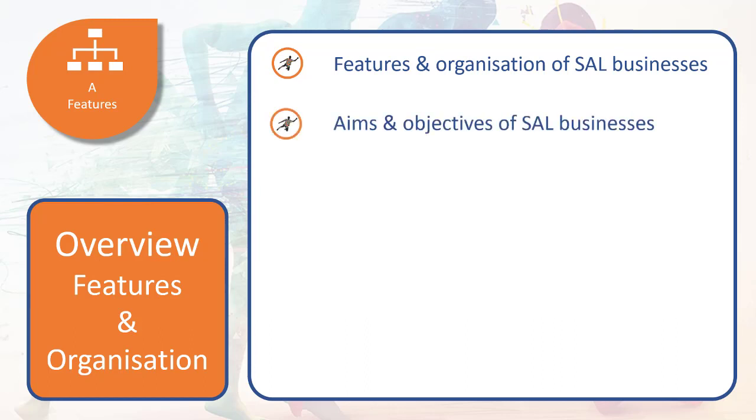So what do we really mean by that? Well, we're going to be looking at the aims and the objectives of the sport and active leisure business. We're going to be looking at the types of businesses that there may be involved, so small businesses, sole traders, through to big private limited companies, etc., and public limited companies. We're going to be looking at the scope, whether it's national, international, etc., as well.